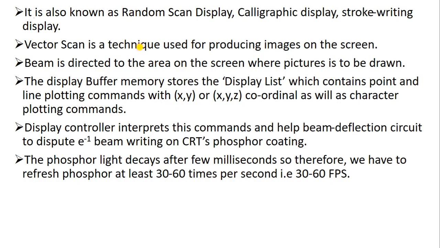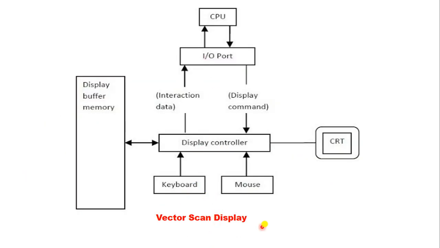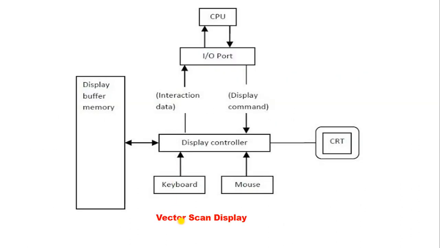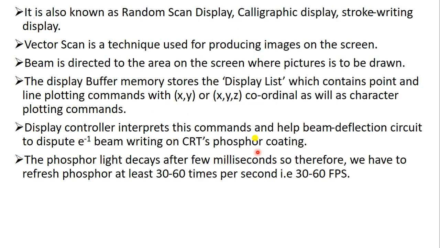Vector scan does not have only one name; it has three more names, so in total it has four names. The vector scan display is also known as random scan display, calligraphic display, and stroke writing display. In the exam, the most used names are vector scan display and random scan display, but for knowledge and to reduce risk, you should know the other names too: calligraphic display and stroke writing display.